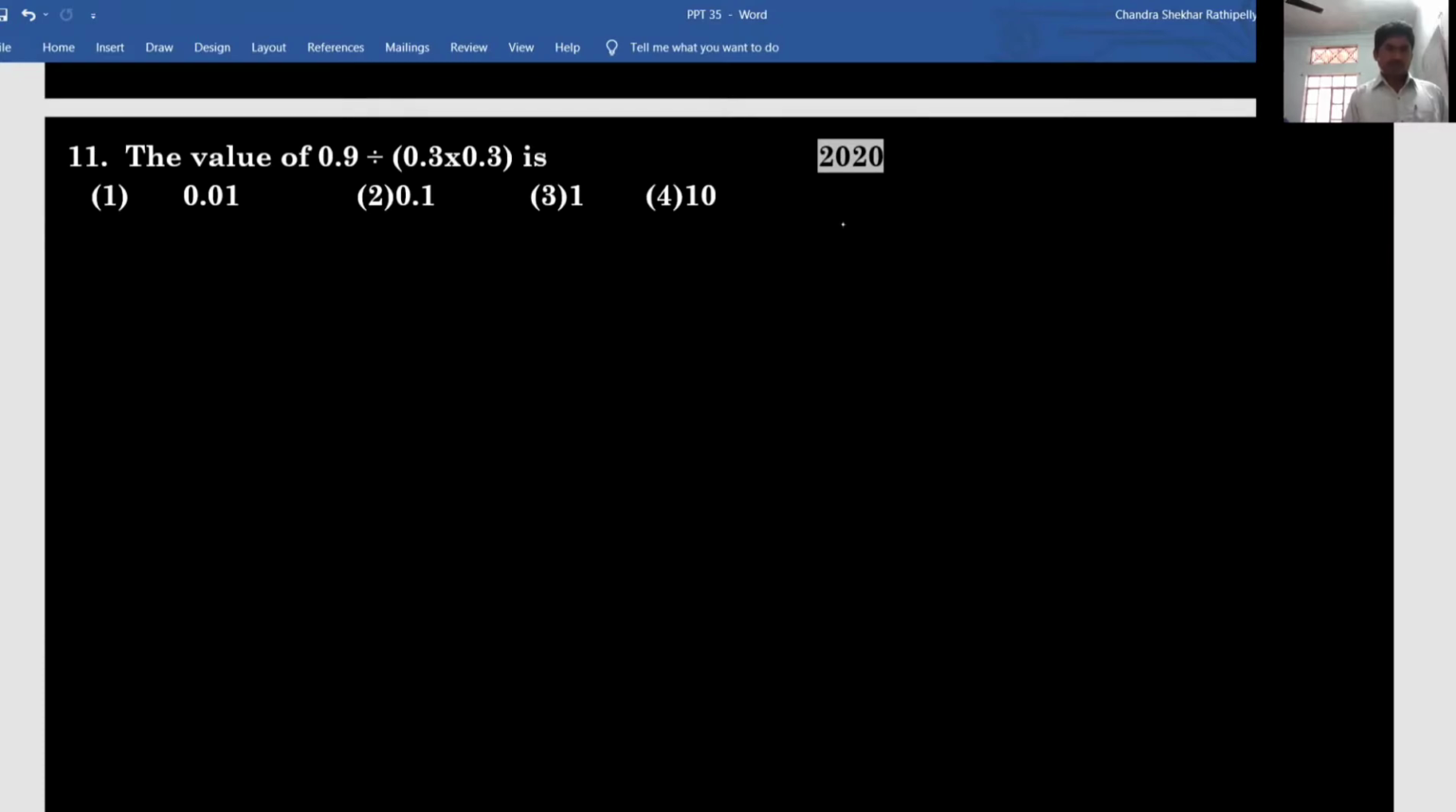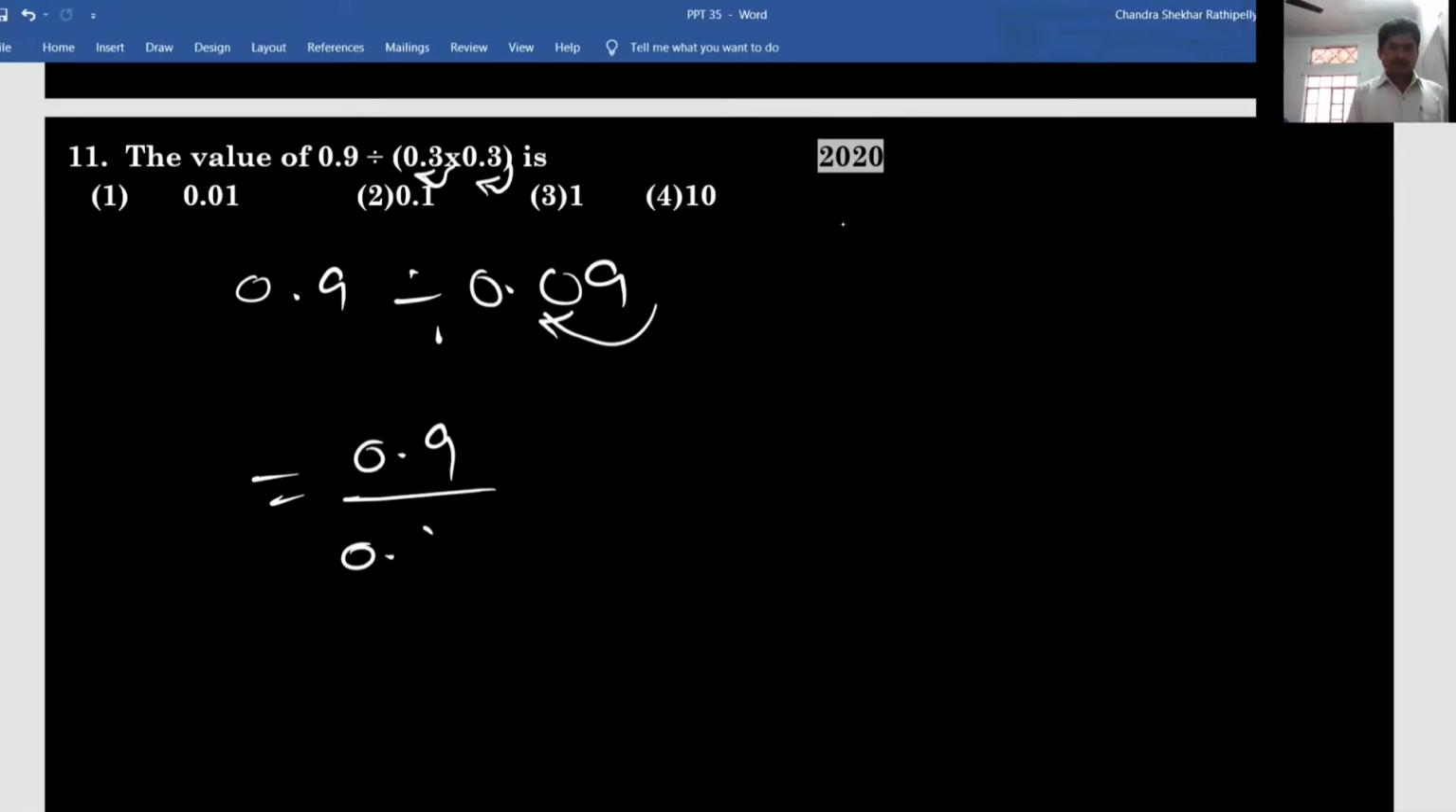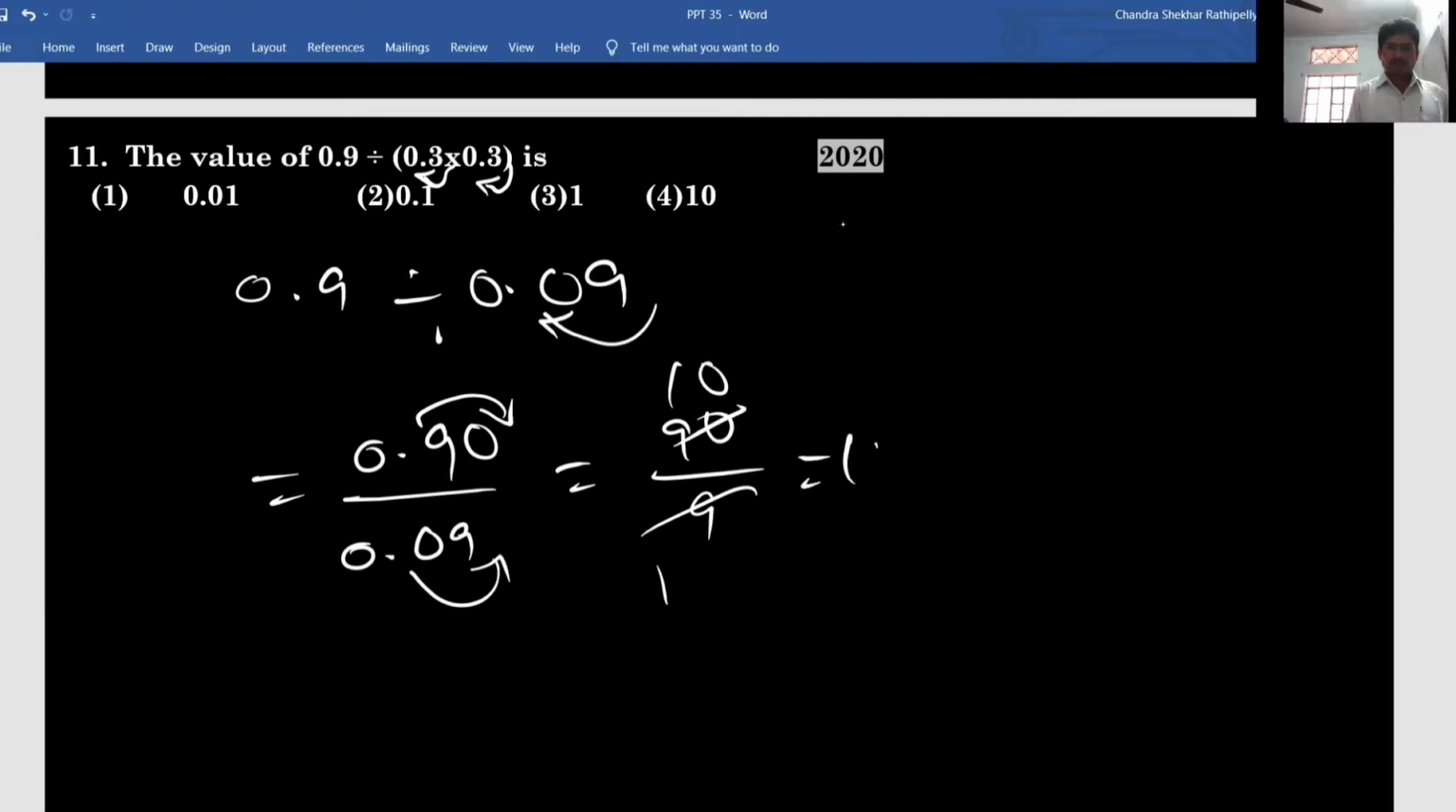11th, the value of 0.9 divided by 0.09. We have to count the decimal places. 0.9 has 1 decimal place and 0.09 has 2 decimal places. We have to shift the decimal to the right by 2 places. So 90 by 9. 9 tens are 90, so 10 is the answer. Option 4.